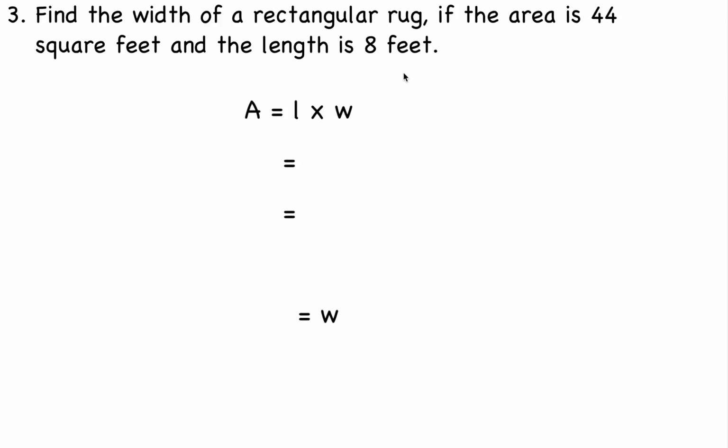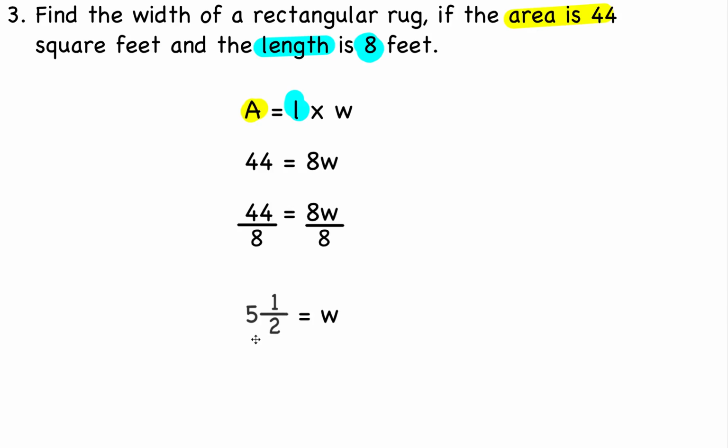And our last problem, our word problem: find the width of a rectangular rug if the area is 44 square feet and the length is 8 feet. Well, we know the formula for the area of a rectangle is length times width, and we know that the area is 44 square feet, so let's go ahead and plug that in. Area is 44. That's going to go right here. And we know the length, this one is 8 feet, right? So we're going to plug that in for the length, and we'll go ahead and solve that then. So instead of A, we're going to put in 44. Instead of L, we put in 8. And 8 is being multiplied by W, so we want to undo that by dividing by 8. And then 44 divided by 8 is 5.5, so that we find that the width is 5.5 feet.